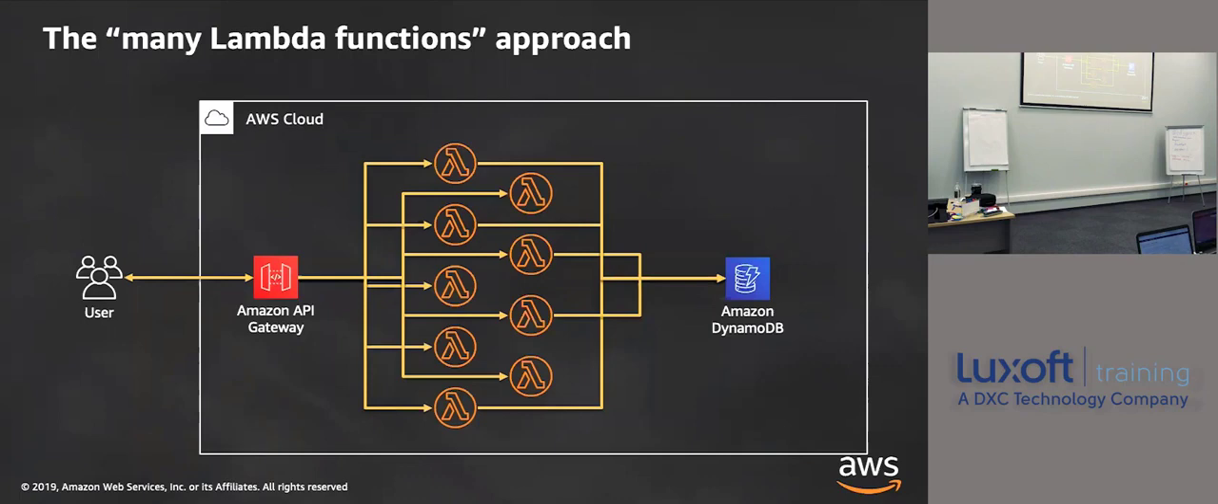Or I can even do it by method. So I could say user posts, hit the top lambda. User gets, hit the second lambda, or something like that. I can get really granular with that, however I want to do it. I can also break down the authorization, incognito, what can be reached and what can't be reached.